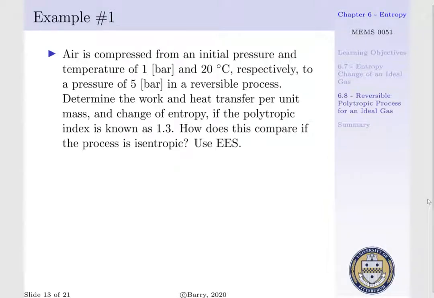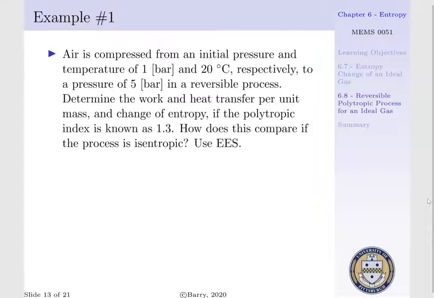Let us apply these formulations to an example. Let's consider air that is compressed from initial pressure and temperature of 1 bar and 20 degrees centigrade respectively to a final pressure of 5 bar in a reversible process. We want to determine the work and heat transfer per unit mass and change of entropy if our polytropic index is known as 1.3. We want to also consider this when our process is isentropic.